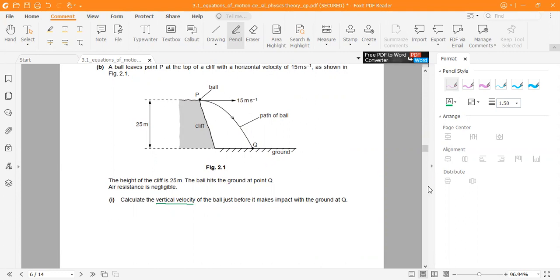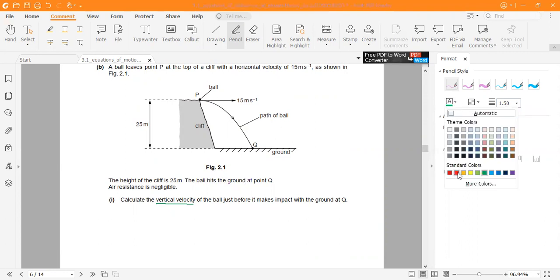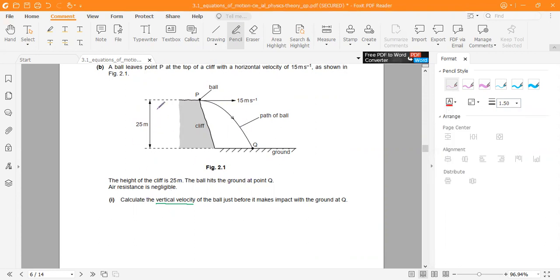So how will we find it? I know that the distance will be basically this 25 meter. We denote distance by s, so s is 25 meters. What is the initial velocity now? You might say 15, but 15 is the horizontal velocity. We are dealing with the vertical one, so we will not consider 15. We will say u is 0.